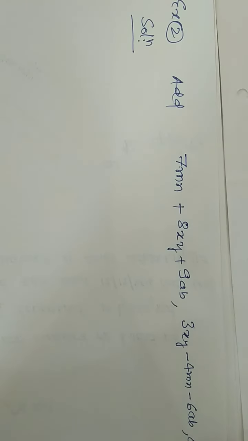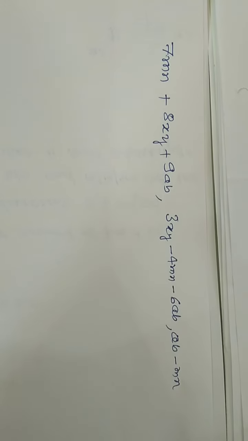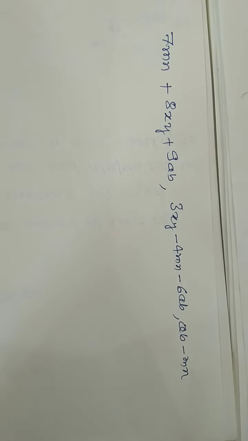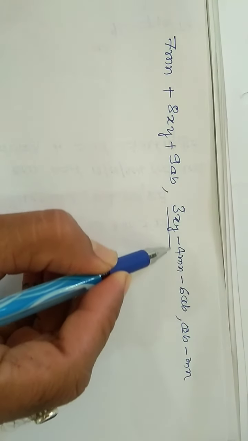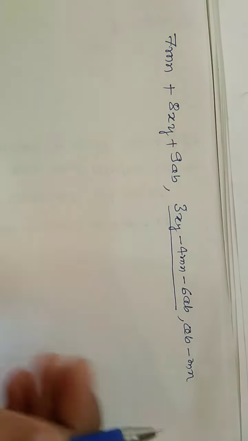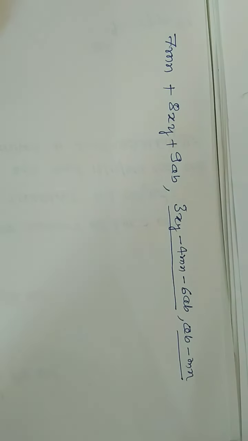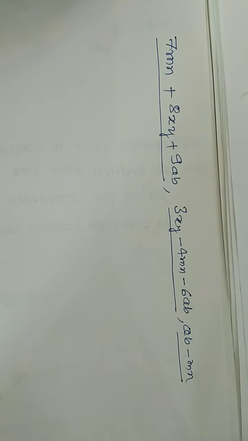Dear students, we have a second example. Add 7mn plus 8xy plus 9ab, this is the first expression. 3xy minus 4mn minus 6ab, that is the second expression. ab minus mn, that is the third expression. All the three expressions we have to add.